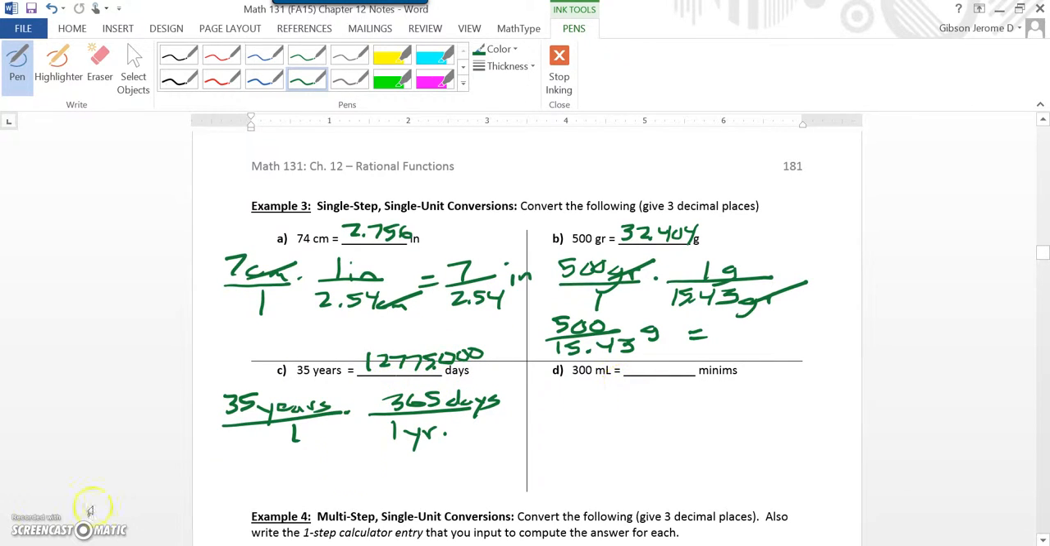Now we want to go from, okay, D was 300 milliliters to minims. Okay, so we would take our 300 milliliters, and we know in our denominator we would have milliliters, and in our numerator we would have minims. Okay, now according to our conversion chart here, which we will go on to the other page, it takes 1 milliliter to equal 16.23 minims.